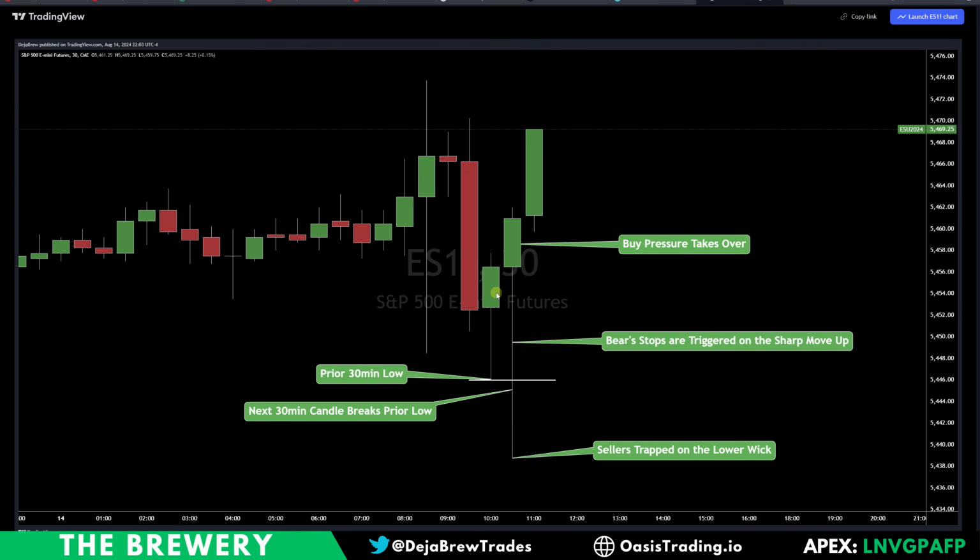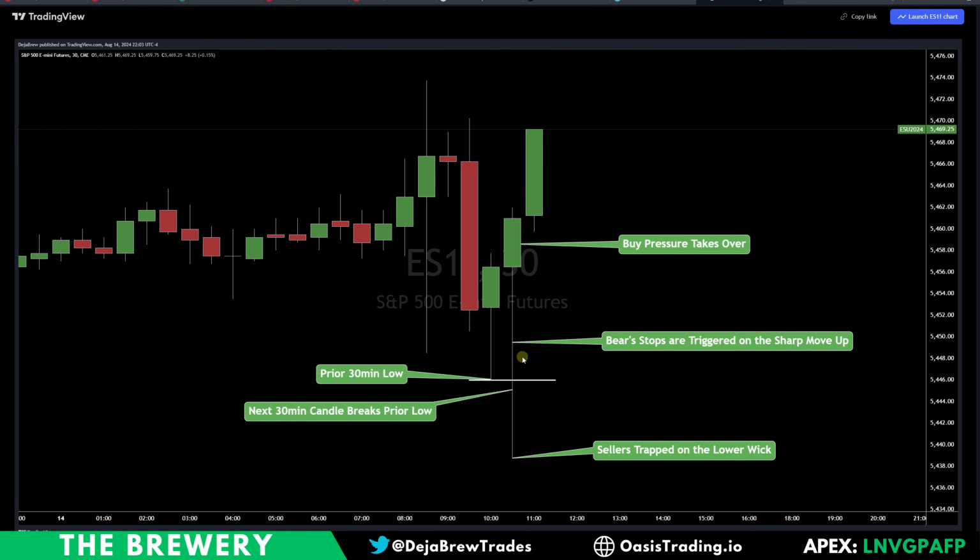Okay, so looking at the setup here, you need to have a prior candle's low. In this case, we're using this candle right here. You need to mark out that candle's low. And then for the pattern to become a sweep, the following candle, the next candle after that, needs to break that candle's low, but it needs to fail to close below that level. So it needs to wick that level.